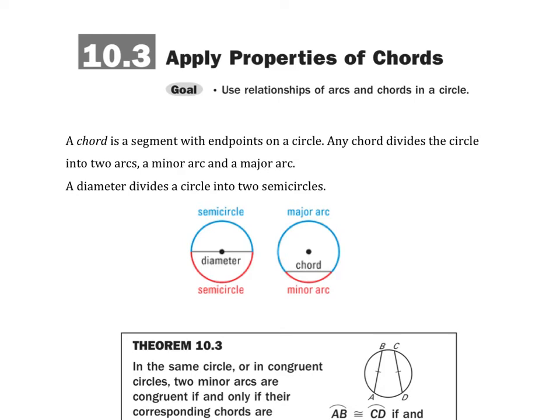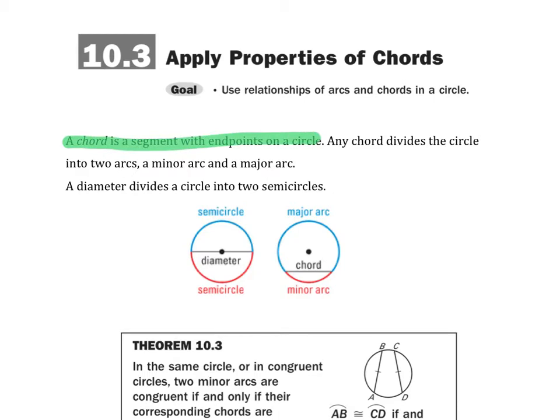Okay, in section 10.3, we're going to use relationships of arcs and chords in a circle. First thing we need to do is review what a chord is. A chord is a segment with endpoints on the circle.